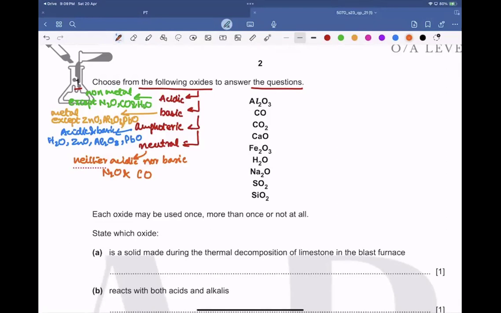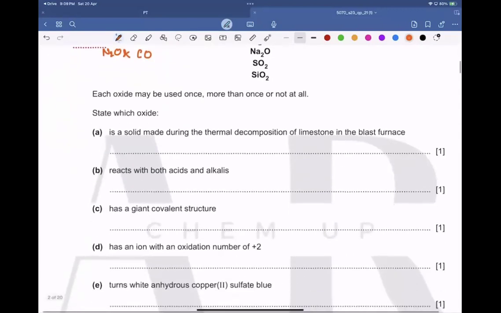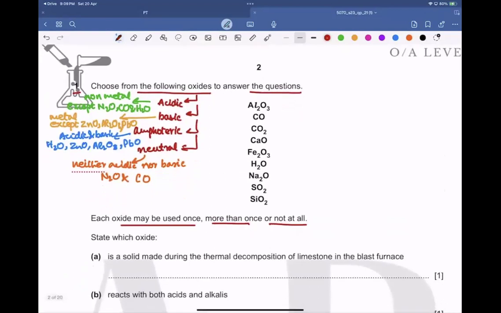No, these are not salts. Salts have another negatively charged ion, but not oxygen. Each oxide may be used once, more than once, or not at all. This statement explains that it's not necessary that every formula written over there must be used. Some oxides can be used more than once, and there are ones which cannot be used at all.